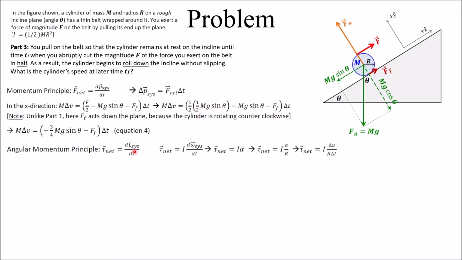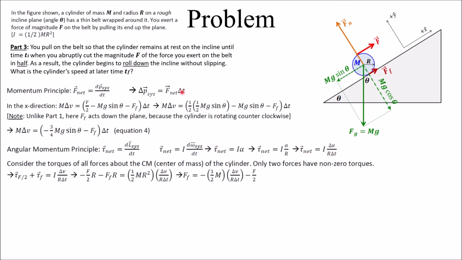And the angular momentum principle we can apply now. We are looking at the torque, and the net torque is equal to I alpha, which is basically change in angular velocity over change in time. If we wanted to, instead of angular acceleration, we could look at regular acceleration over the radius. And instead of regular acceleration, we could just plug in change in velocity over change in time. So this is a nice equation that we can consider for the net torque.